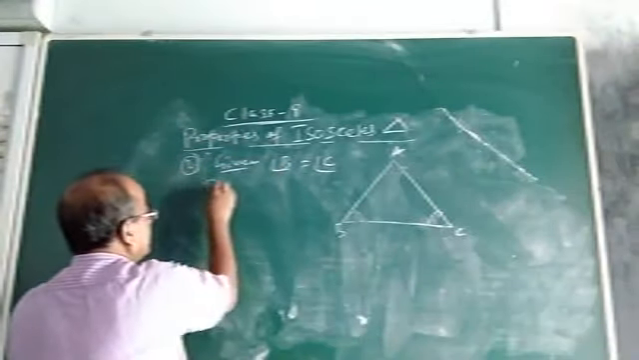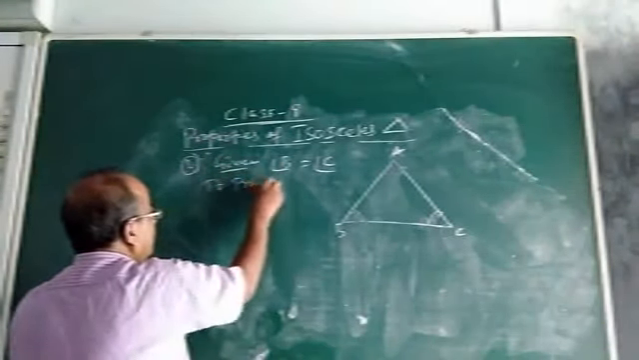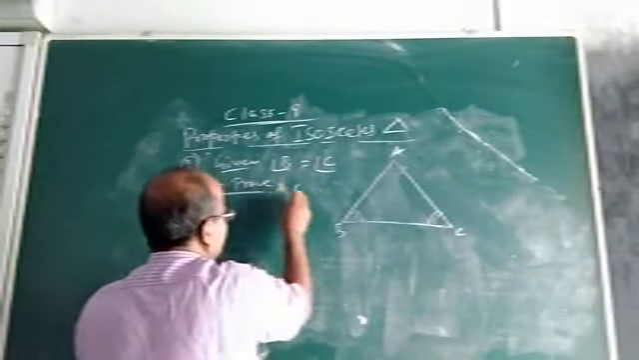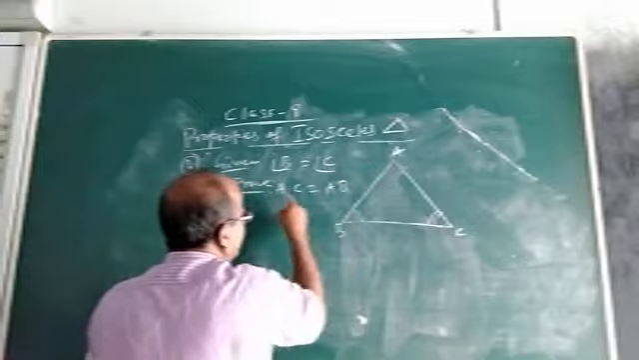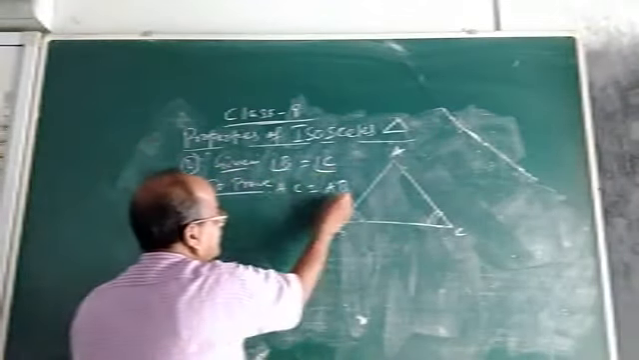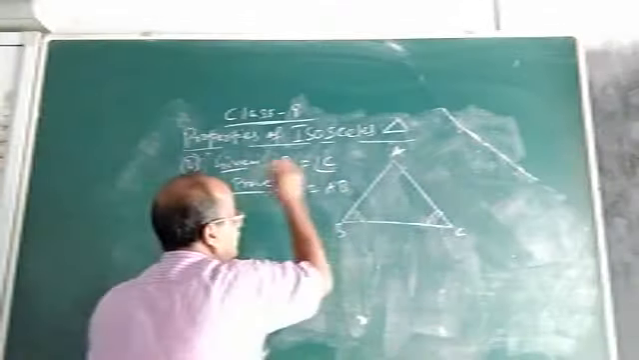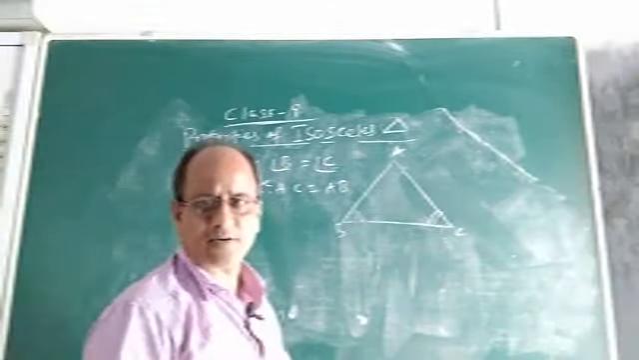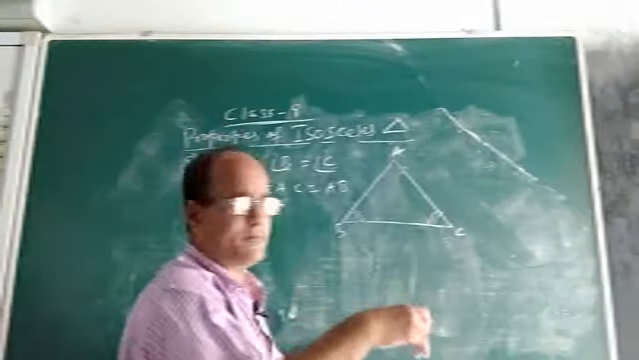How to prove? So what we want to prove? We want to prove that AC equal to AB. AC is the opposite side of angle B and AB is the opposite side of angle C. These two will be equal if angle B equal to angle C. How to prove it geometrically? For this also we need a construction. What is the construction? Let us do the same construction.